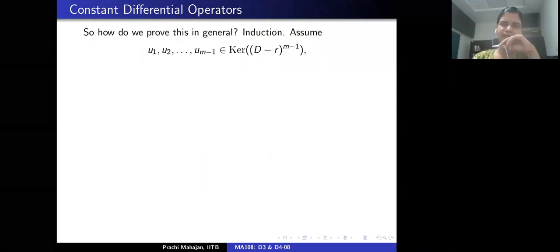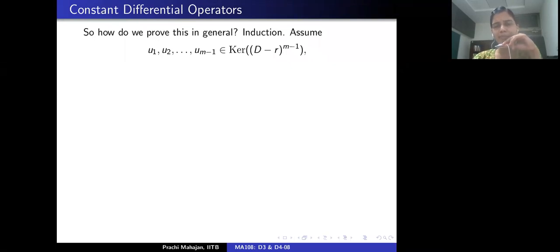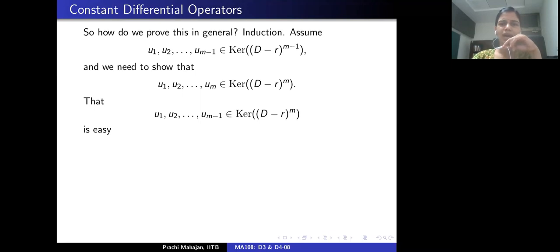All right, how do we prove this in general? Use the principle of mathematical induction. So suppose that up till stage m − 1, the statement is true, which means that u1, u2, ..., u_{m−1} are in the null space of the operator (D − r)^{m−1}. We will show that u1, u2, ..., u_m are in the null space of the operator (D − r)^m. Now, what is it that we know? By induction hypothesis, we know that u1, u2, ..., u_{m−1} are in the null space of the operator (D − r)^{m−1}. So all of these functions will also be in the null space of the operator (D − r)^m. Correct? Yes, is that okay?